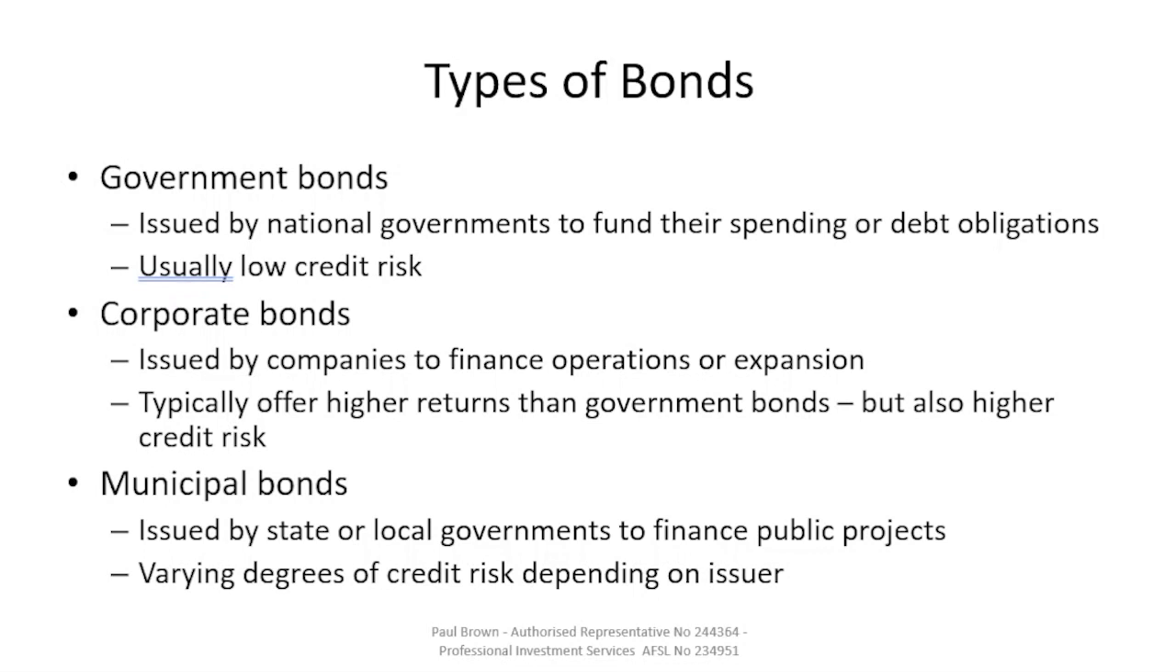Then you have corporate bonds, issued by companies, often to finance operations or expansion. Typically they offer a higher return than government bonds, but the credit risk is also higher. You've also got a category called municipal bonds, which could be state or local government bonds issued to finance public projects, and there's a varying degree of credit risk depending on the issuer.